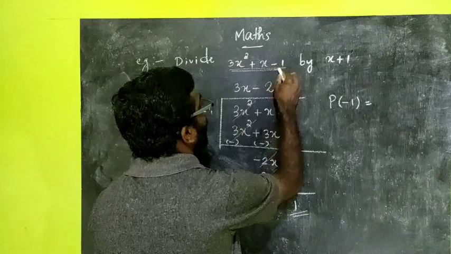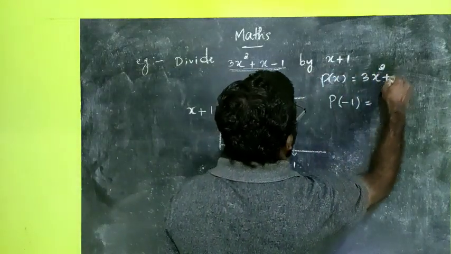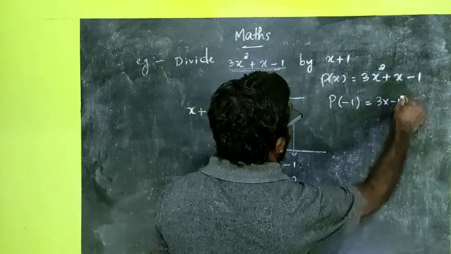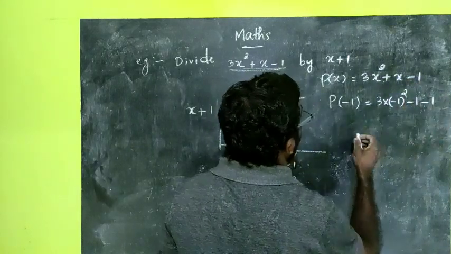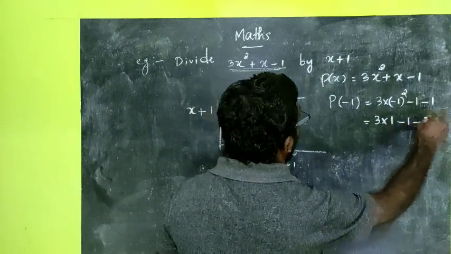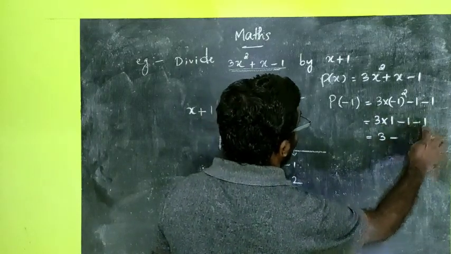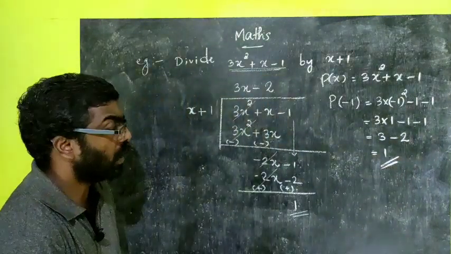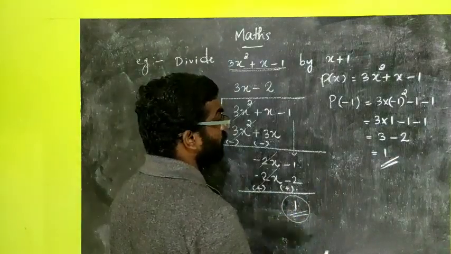Consider the dividend as p of x. So here p of x is equal to 3x square plus x minus 1. We get 3 into minus 1 square, then plus x, here minus 1, again minus 1. So 3 into minus 1 square is 1, then minus 1 minus 1. 3 into 1 is 3, 3 minus 1 is minus 2. 3 minus 1 is what? 1. Here the remainder we got by the long division process is equal to 1, and here also we got 1.